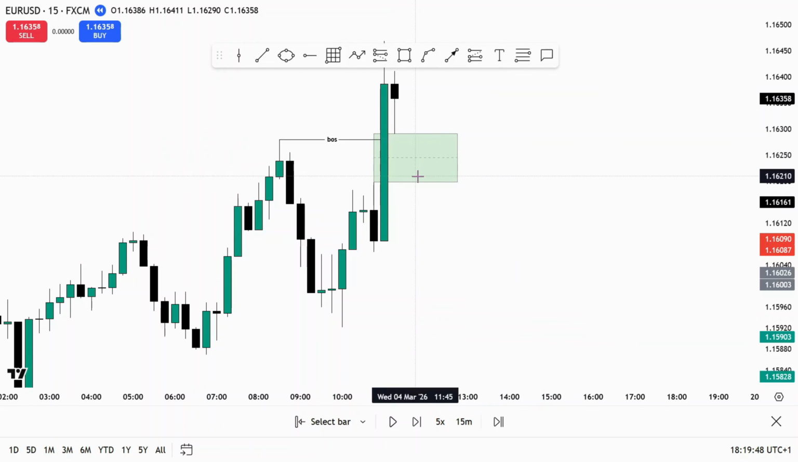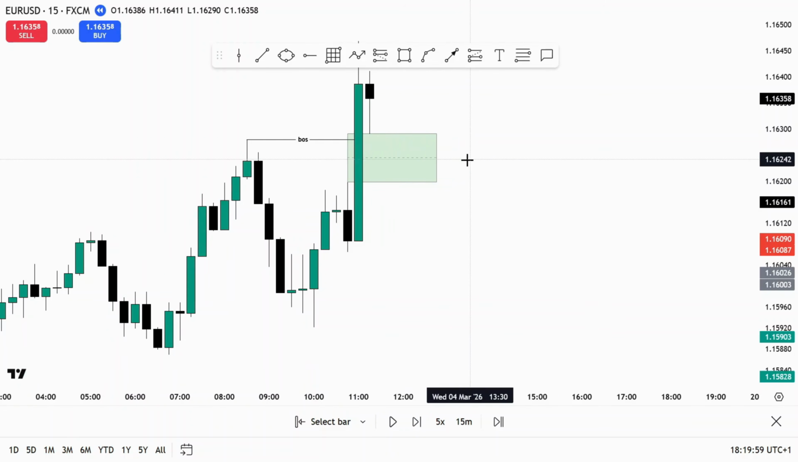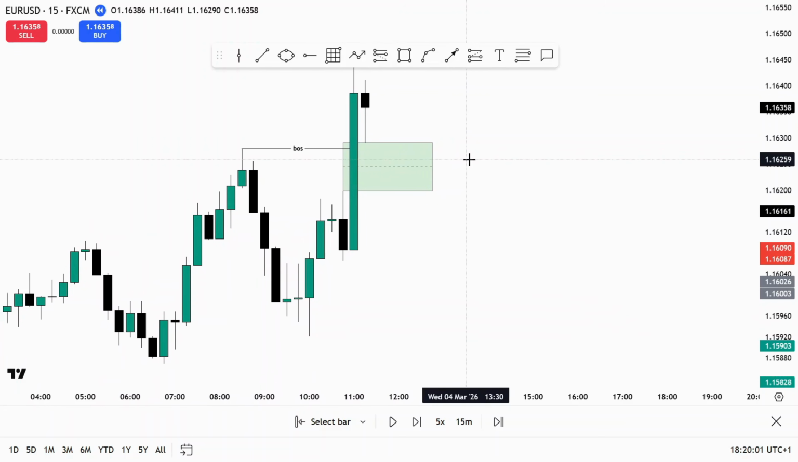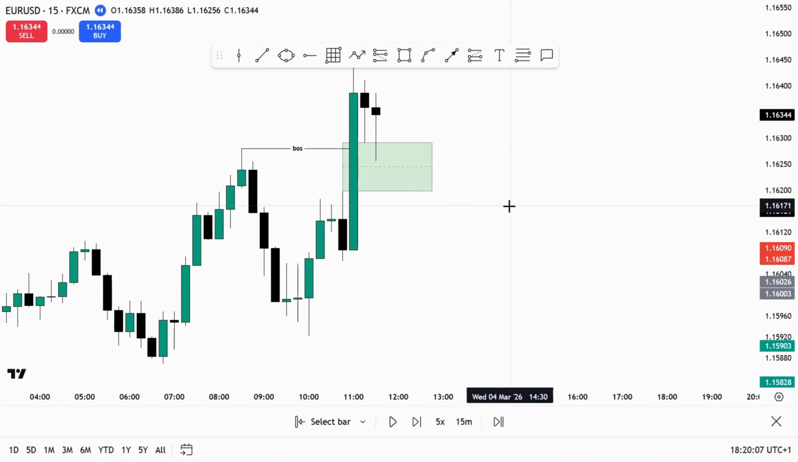This example right here happened on the 4th of March. As you can see here, we had a break of structure to the upside, and then price left behind a 15 minutes fair value gap. So the first thing we are going to do is wait for price to come back into this fair value gap. Then we'll go down to the 3 minutes time frame to then look for our entry.